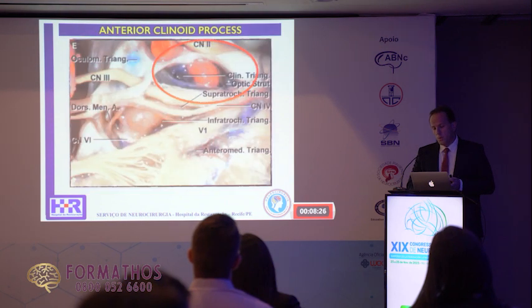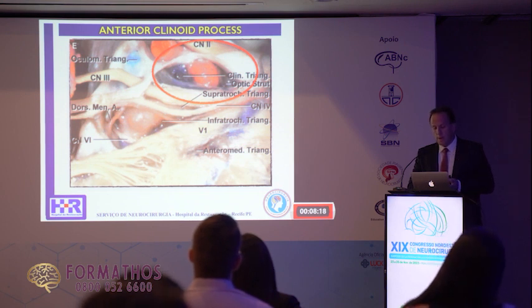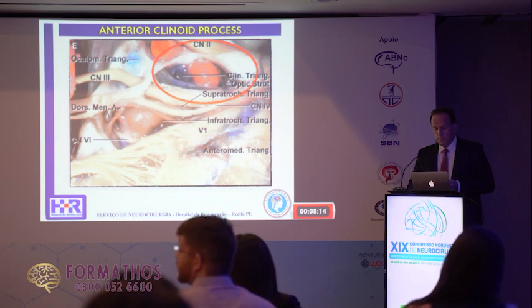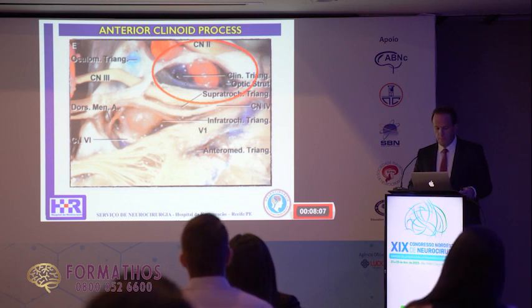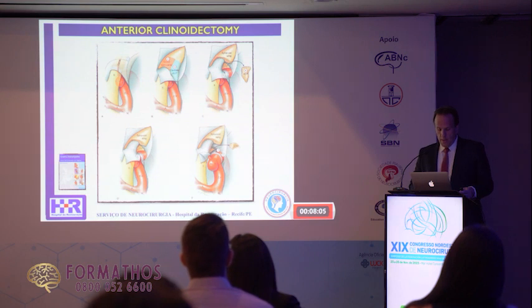So what we want to do is take the clinoid out and have something like this, not only the clinoid, but also the optic strut, and you can see the clinoidal segment of the internal carotid artery and both dural rings, and then you can dissect the distal dural ring and try to occlude the aneurysm. That's how we usually do it.